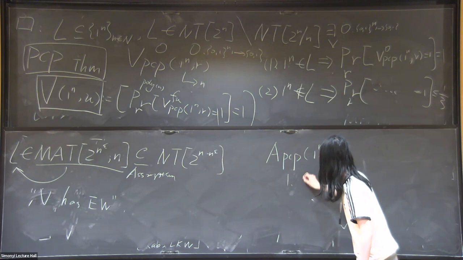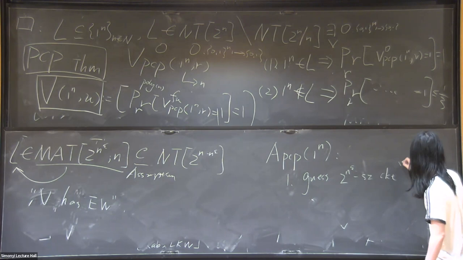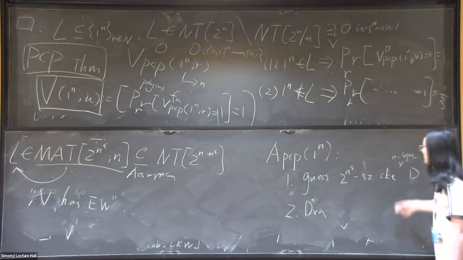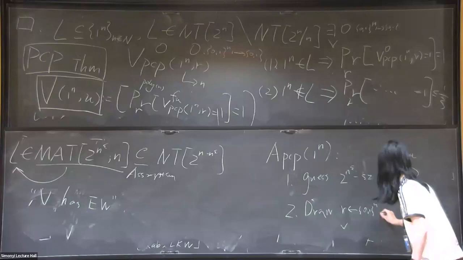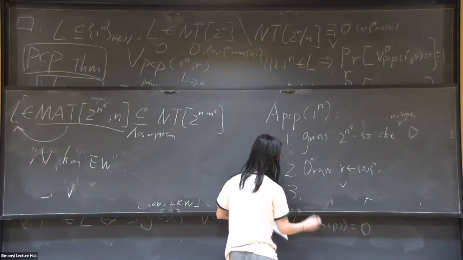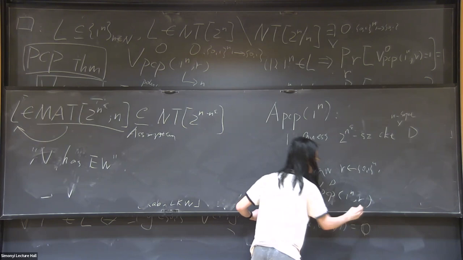First, you guess a 2^(n^epsilon) size circuit C with n-bit input. Then you draw... So this D is the Y in the definition. You are guessing something. Then you draw R bits of randomness. Then you output simply what the PCP outputs when it accepts D with this randomness.